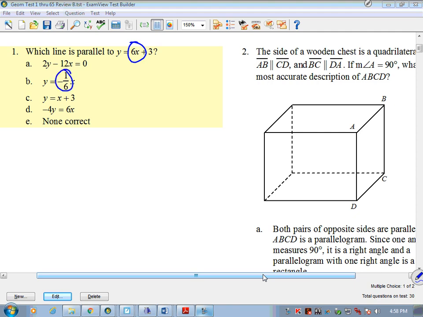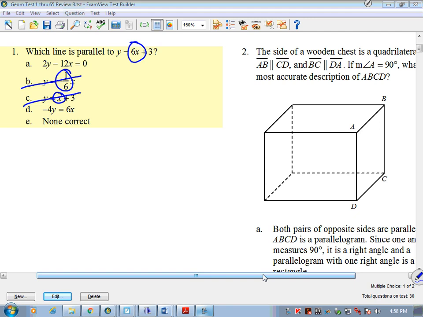Notice that here, the slope is negative 1/6. Although that is perpendicular, it is not parallel. Down here, the slope is 1, which is not parallel because it's not the same. So it leaves me with A and B as an option. I do need to show work here.